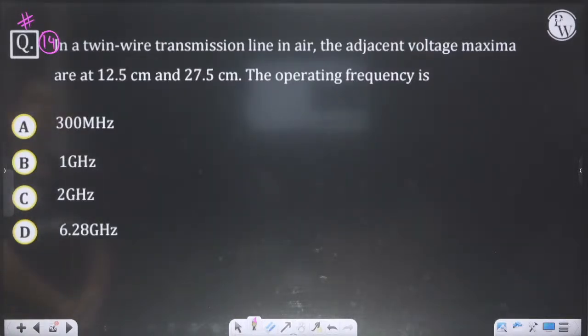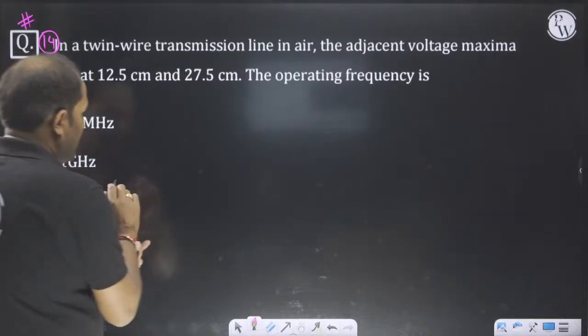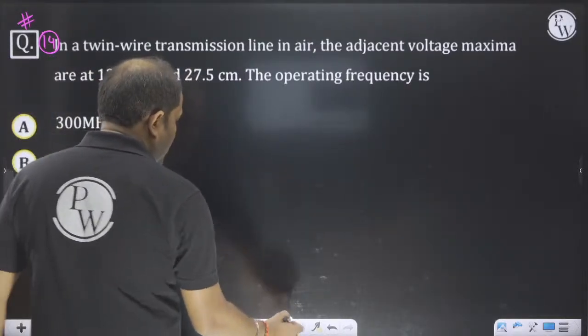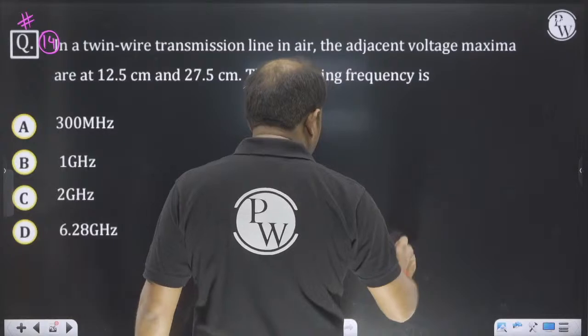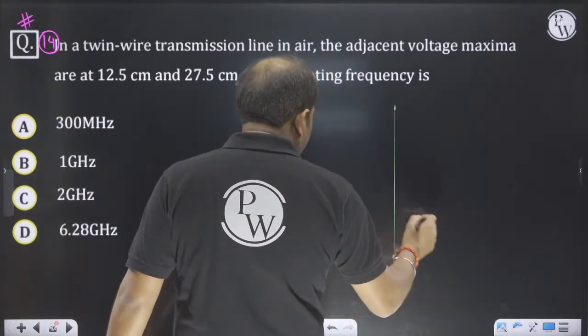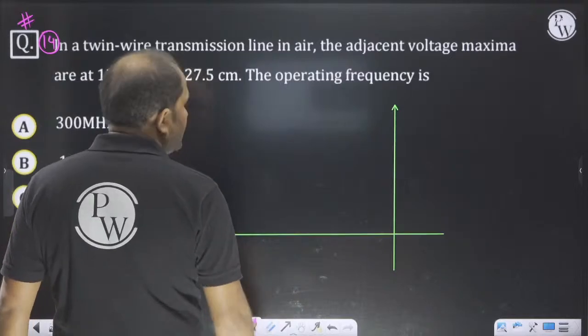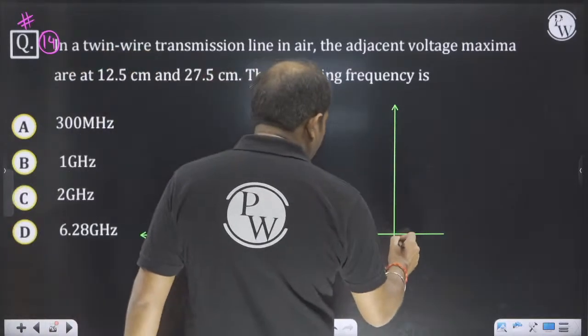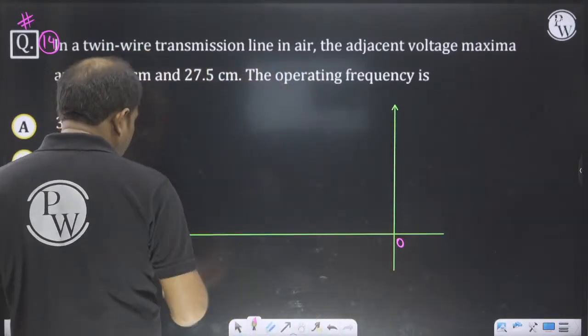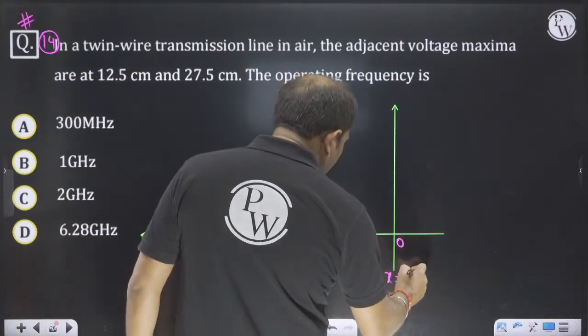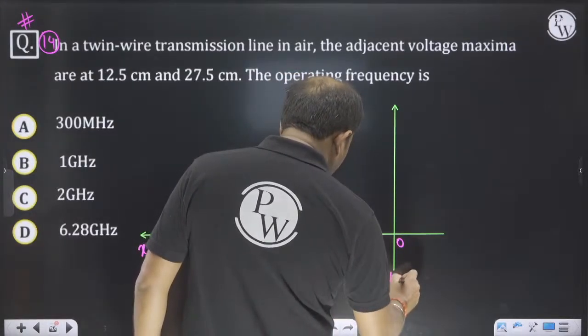In a twin wire transmission line, the adjacent voltage maxima are at 12.5 and 27.5, and they are asking for the operating frequency. They have given the adjacent voltage maxima, so it is a very easy question. What you will do? Simply take 0, where x is equal to 0 at the load.